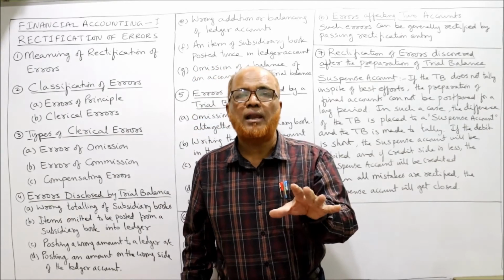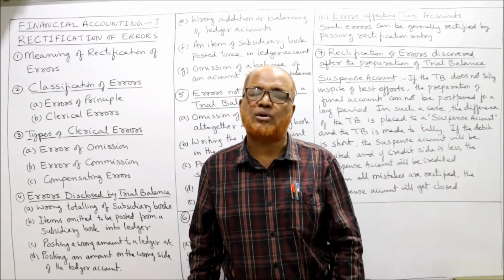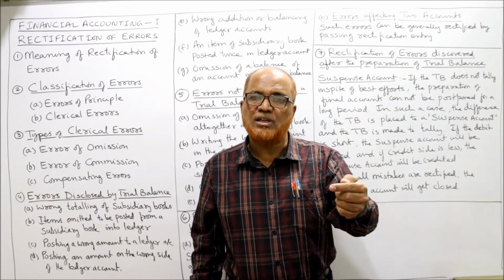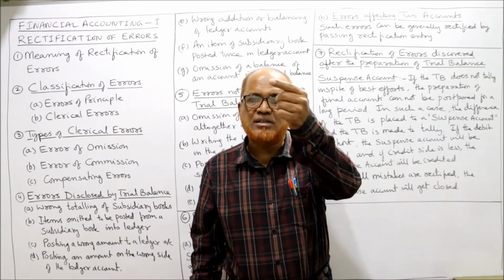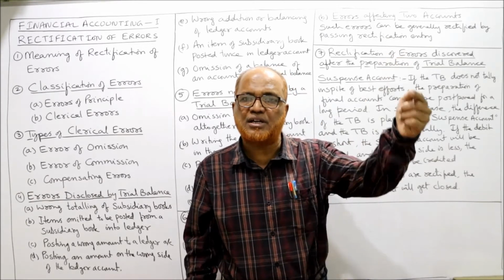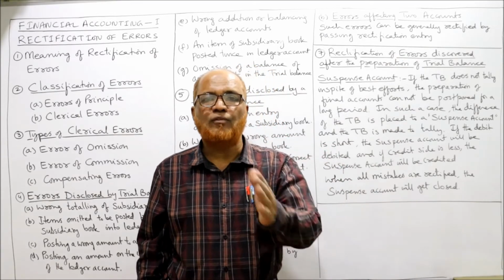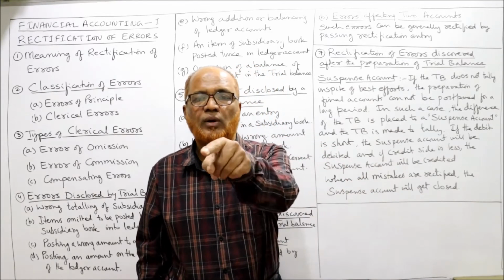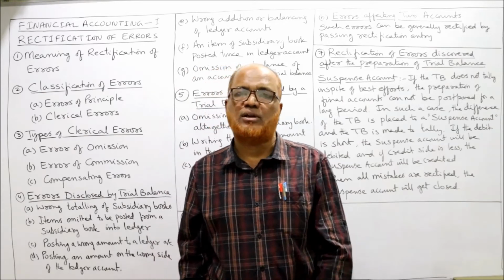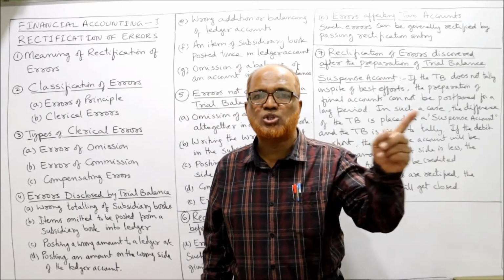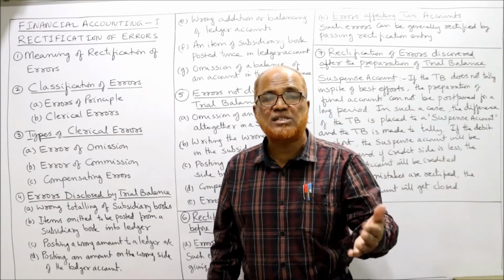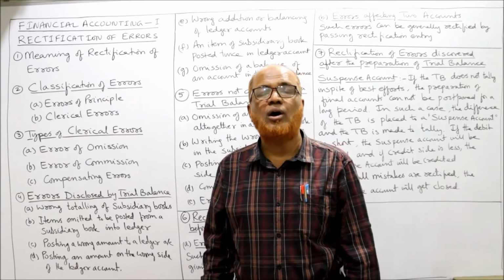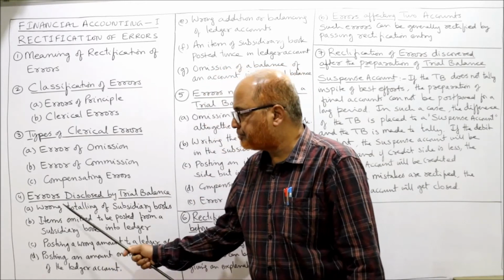So your trial balance will be out by 45,000, because for these transactions, on the debit side we have taken 50,000, on the credit side we have taken 5,000. So 50,000 minus 5,000, your trial balance will be out by 45,000. So this error will be disclosed in the trial balance. Which is that error? Wrong totaling of subsidiary book.